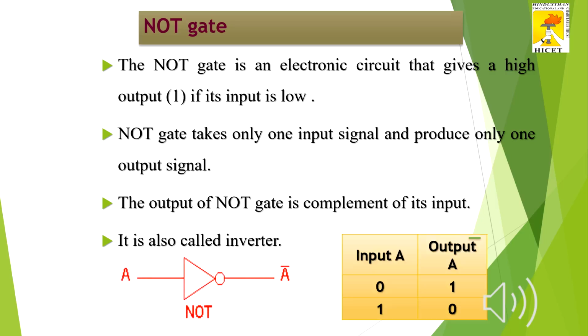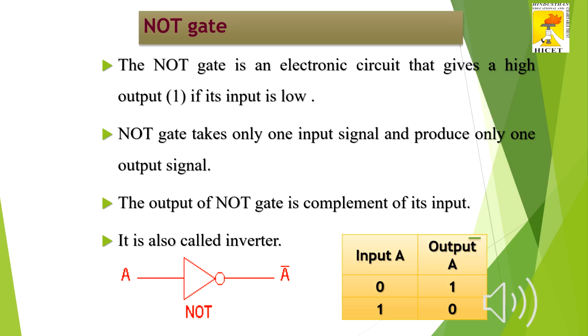Next one is the NOT gate. NOT gate is an electronic circuit that gives a high output if its input is low. Okay, if the input is low, it gives the high output. NOT gate is also known as what? Complement, right? So NOT gate takes only one input signal and produces only one output signal. The output of NOT gate is the complement of its input.